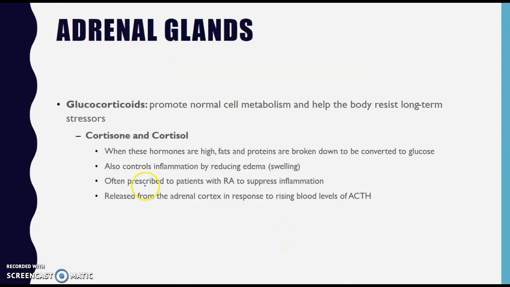Then we have our cortisone and cortisol. You've probably heard of cortisone before. Cortisol is pretty much the same thing. It helps to control inflammation and reduce swelling. A lot of times when people are having chronic pain in joints, they will go get a cortisone shot directly into that joint to try to bring down any swelling. So that's where you've probably heard it before. I know we talked about it in our skeletal unit when we talked about rheumatoid arthritis. And once again, this is going to be stimulated by the adrenocorticotropic hormone.